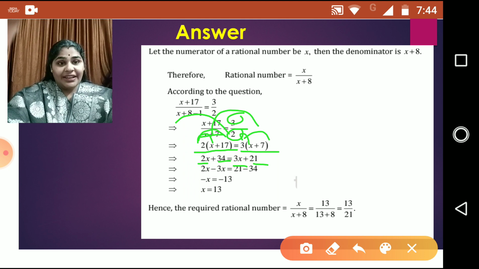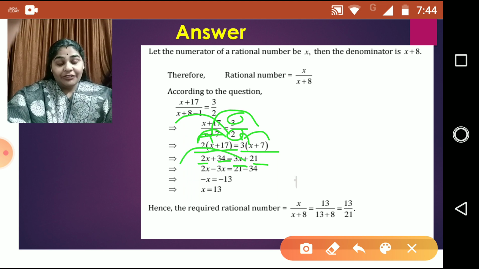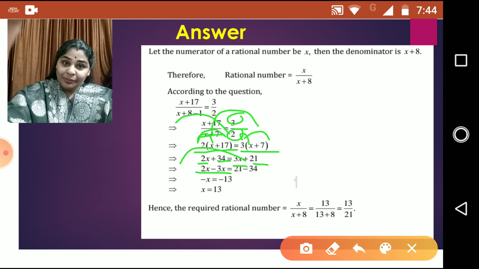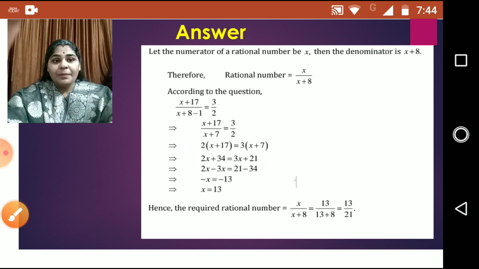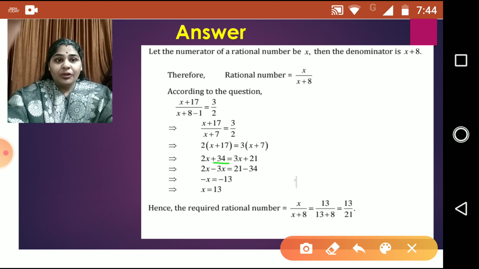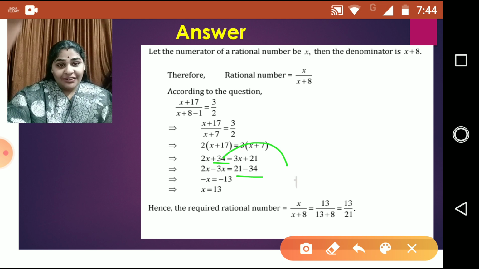to the other side. So 3x, I'll transpose it to the left hand side. It will become negative 3x. So the terms which are there in the left hand side is 2x minus 3x. 2x was already present. Parallelly, 34 I will transpose. You can see here 34, I'll transpose it to the right hand side. It will become negative 34. 21 is already a constant present on the right hand side. So it will become 21 minus 34.